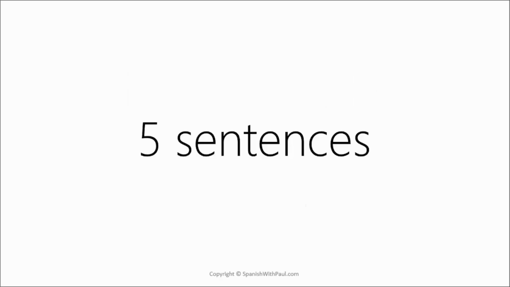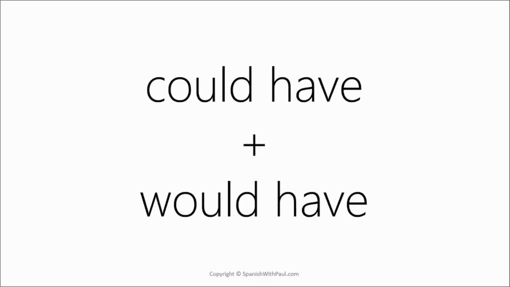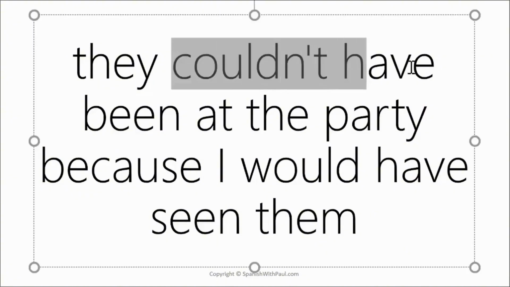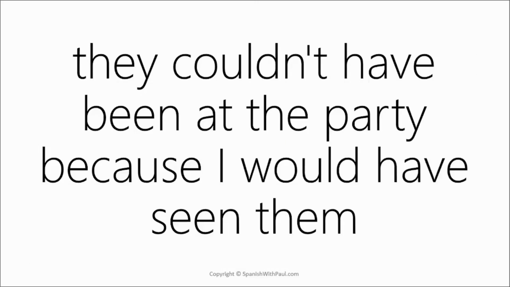Welcome to part 3. What we're going to do are 5 sentences which are a little more complex. That is because we're going to mix could have and would have together in the same phrases. For example, they couldn't have been at the party because I would have seen them. So here we have our could have, and here we have our would have. So we're combining both of those into the one phrase or sentence. I wonder if you can try to work out how you would say this in Spanish.